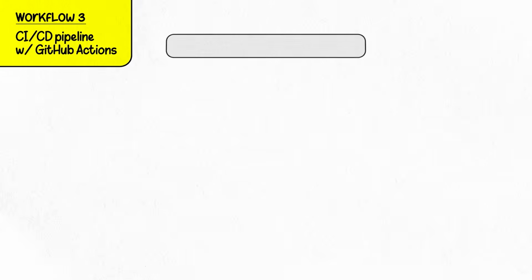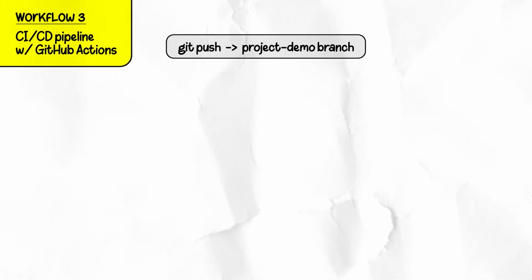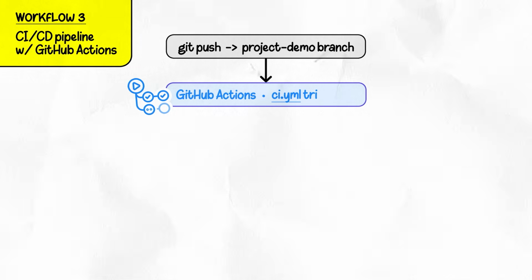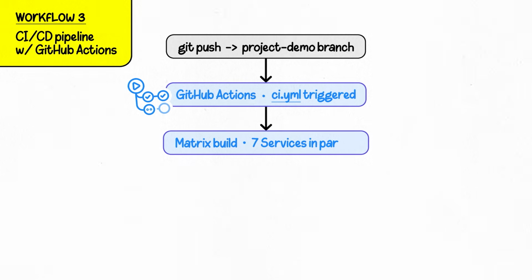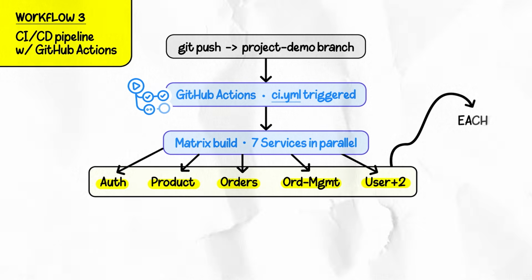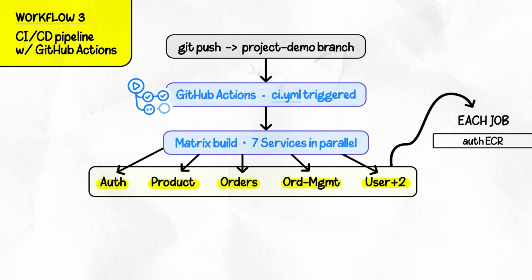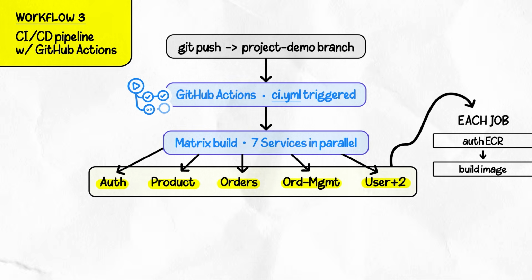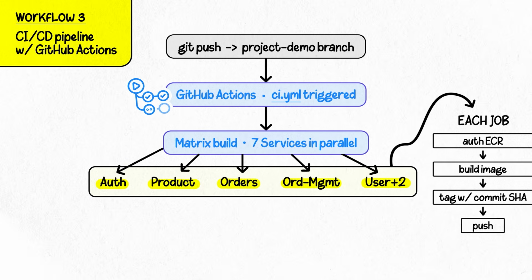Then our next workflow is the CI/CD pipeline with GitHub Actions. Whenever code is pushed to the project's main branch, a workflow defined in the ci.yaml file gets triggered. This pipeline uses a matrix strategy to build 7 services in parallel. Each job performs the same steps: authenticate with AWS ECR, build the Docker image from the Dockerfile, tag the image using the git commit SHA, and then push the image to the ECR repository. Using that matrix build is very important because it builds all the services simultaneously instead of building them sequentially, which reduces a lot of pipeline time.